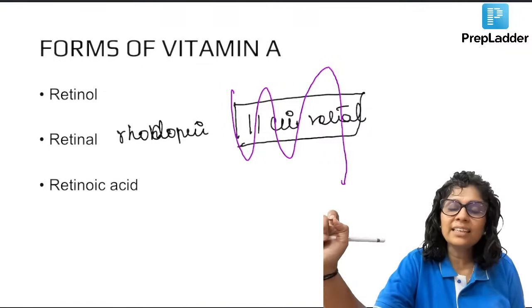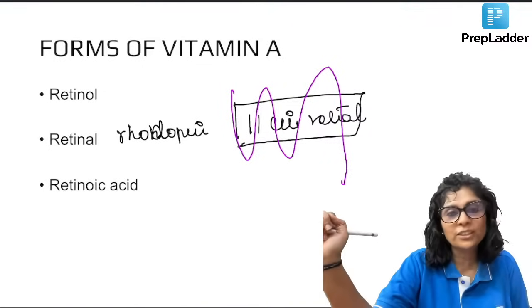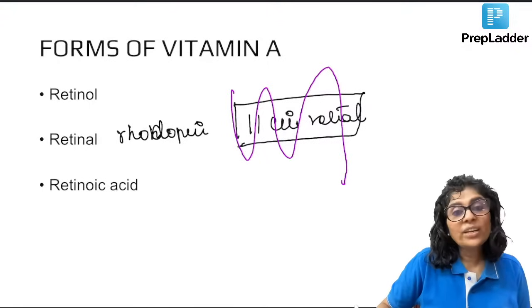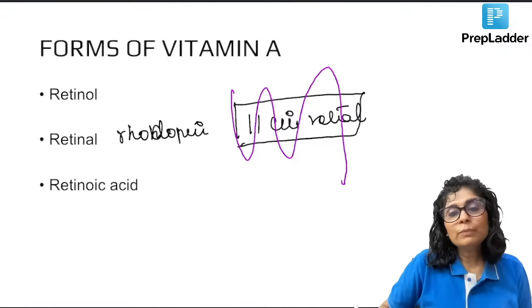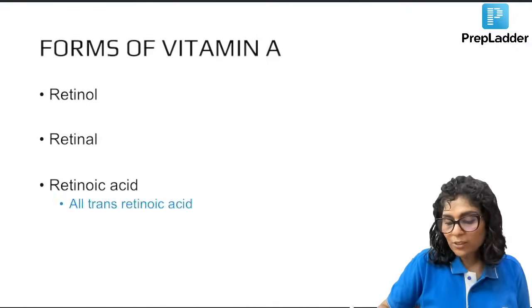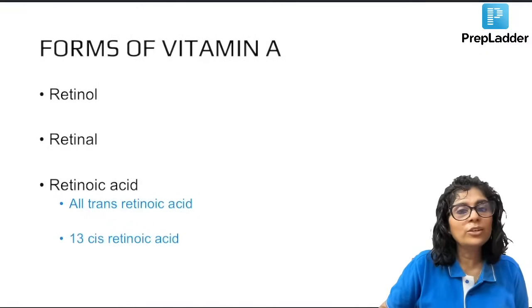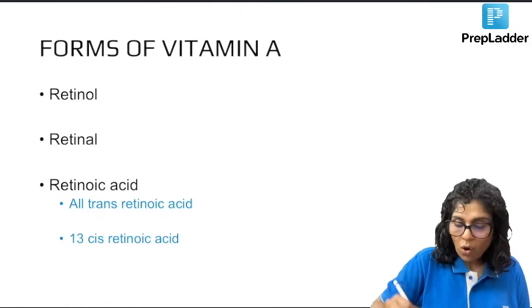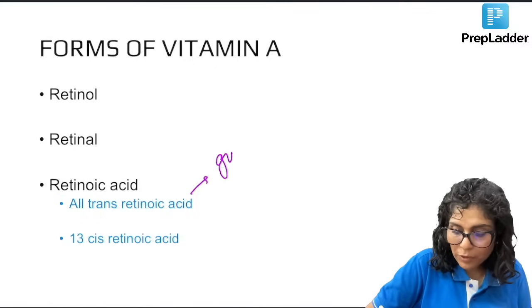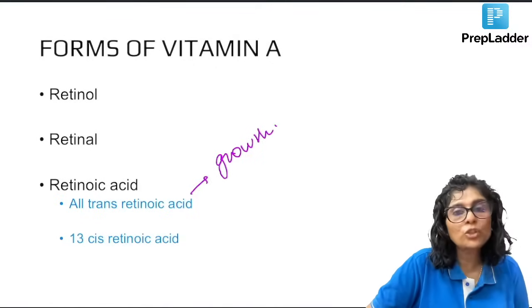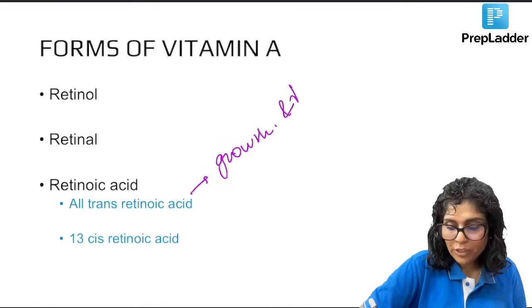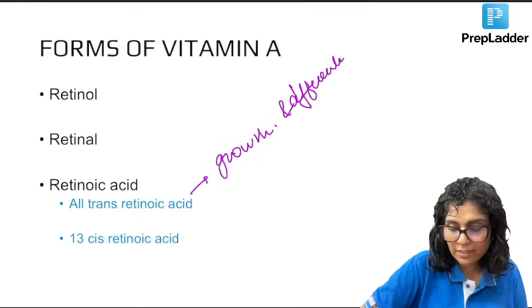It is all-trans retinal in the center surrounded by opsin. Now retinoic acid. There are two types of retinoic acid. One is all-trans retinoic acid. The other one is 13-cis retinoic acid. All-trans retinoic acid helps in growth and differentiation of cells.